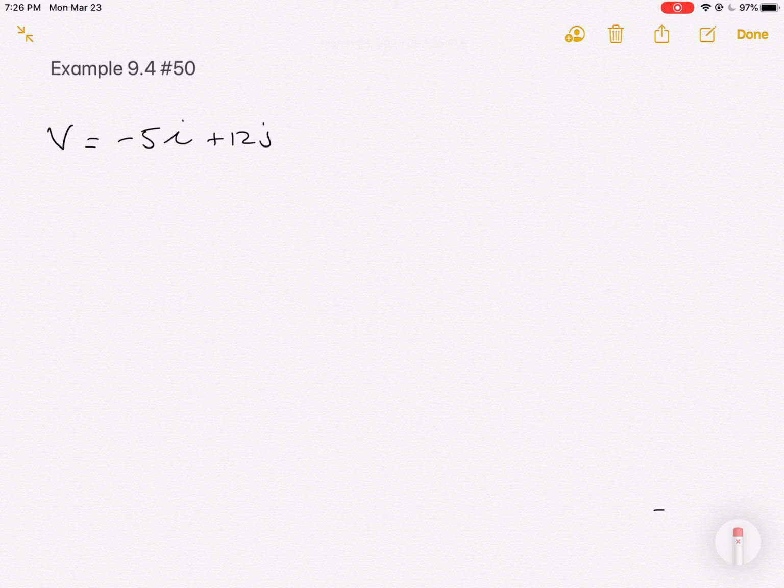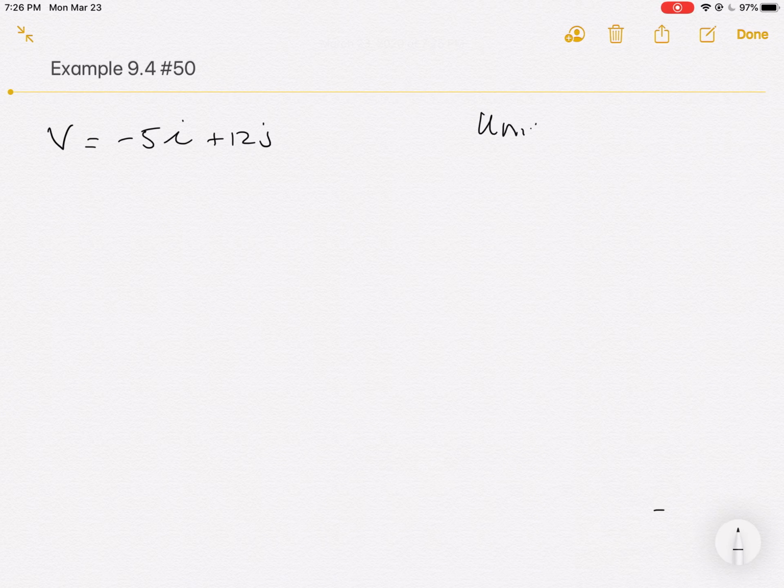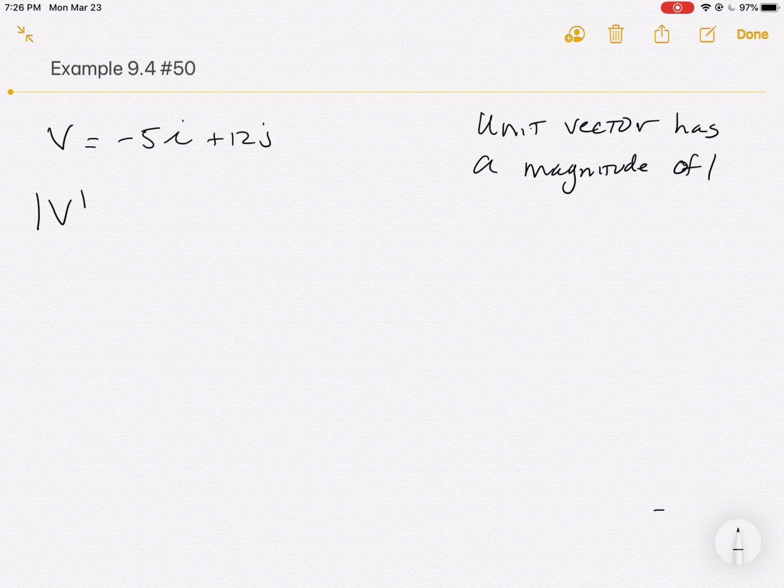So here in 9.4 number 50, you have our next block of problems, and it's asking for the unit vector in the same direction. So a unit vector has a magnitude of 1. Now, this v that we're asked to look at, this negative 5i plus 12j, its magnitude is not going to be 1. So let's see what it is, because that'll be an important aspect.